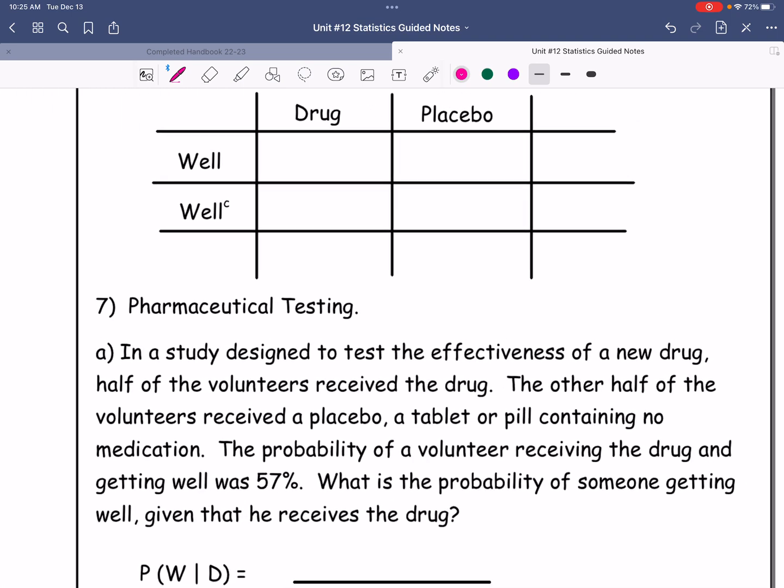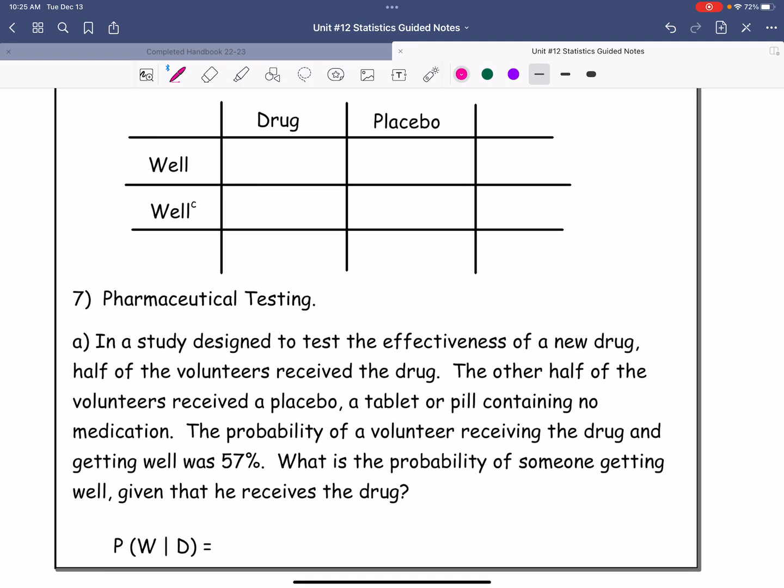So let's see how this is applied. Pharmaceutical testing. We've got a study designed to test the effectiveness of a new drug. Half of the volunteers receive the drug. The other half of the volunteers receive a placebo. That's a tablet or pill containing no medication. So that means half. We don't know how many, so we're going to have to do a relative frequency table here. Half.